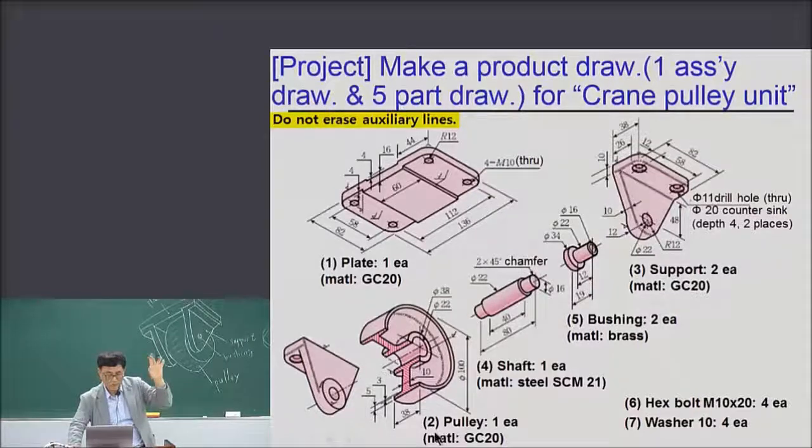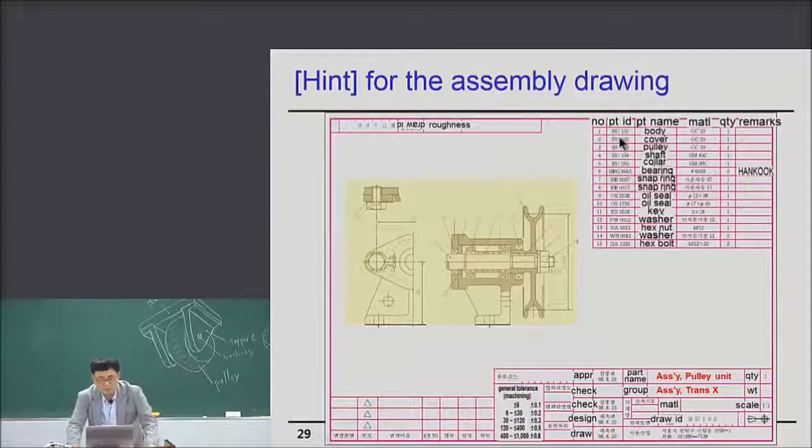Number one is pulley. Secondly, pulley. Third is support and shaft. And fifth is bushing. So five part drawings. And six, hexagonal bolt and washer. So seven parts, right?